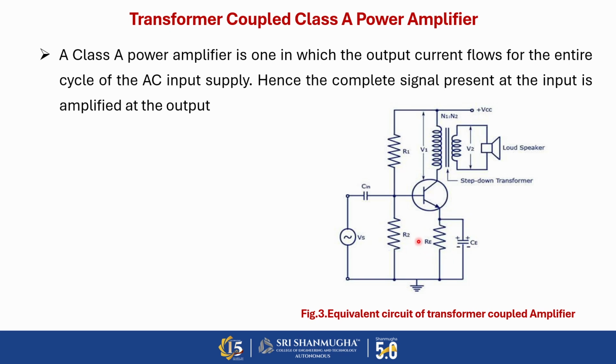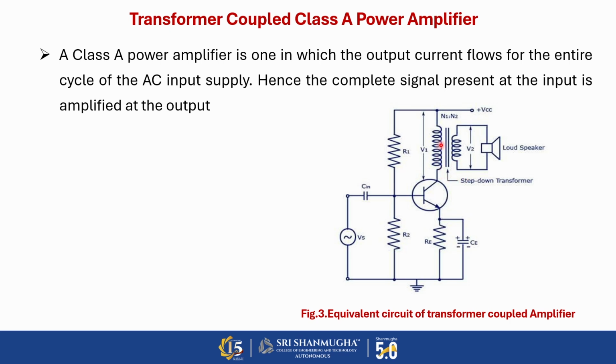The type of transformer used here is a step down transformer. The high impedance primary of the transformer is connected to the high impedance collector circuit, and the low impedance secondary is connected to the load. Generally we connect the output to a loudspeaker, and then we use the step down transformer. The transformer used in the collector circuit is mainly for impedance matching and to increase the efficiency. Here RL is the load connected in the secondary of the transformer.